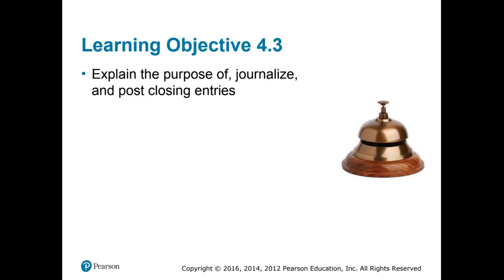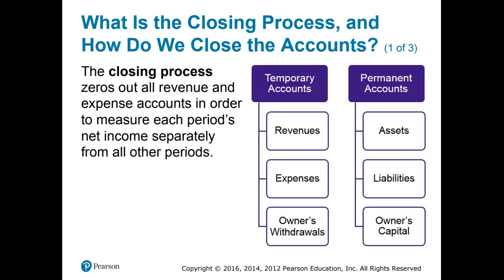Okay. All right, so now we're going to explain the purpose of journalize and post our closing entries. The closing process zeroes out all revenue and expense accounts in order to measure each period's net income separately from all other periods. So when we are closing everything out at the end of our 12-month period, we're going to assume December 31st, so we can say at the end of the year, we're closing everything out.